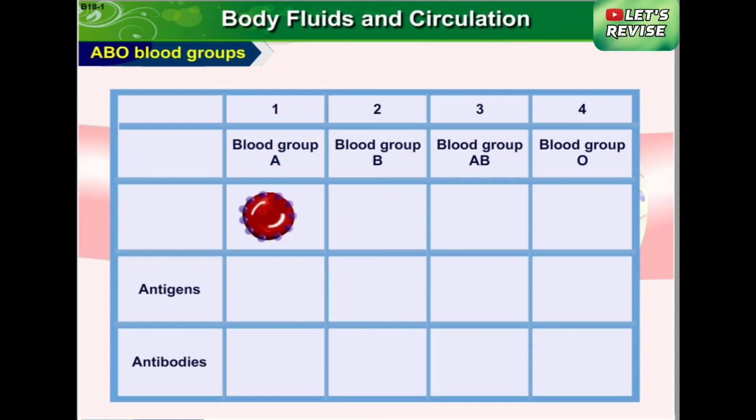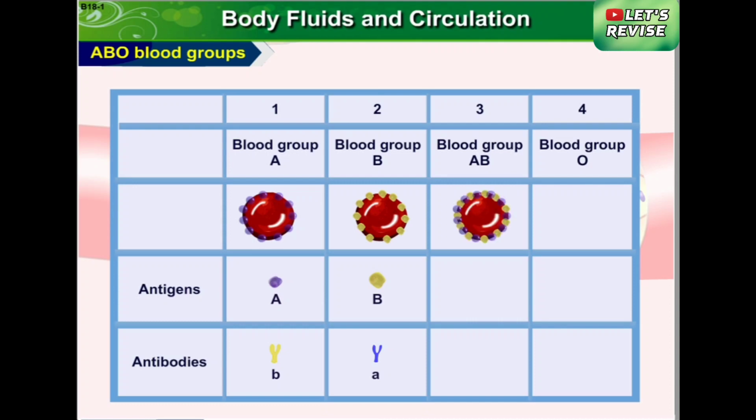1. Blood group A, having antigen, capital A, and antibody, small b. 2. Blood group B, having antigen, capital B, and antibody, small a.